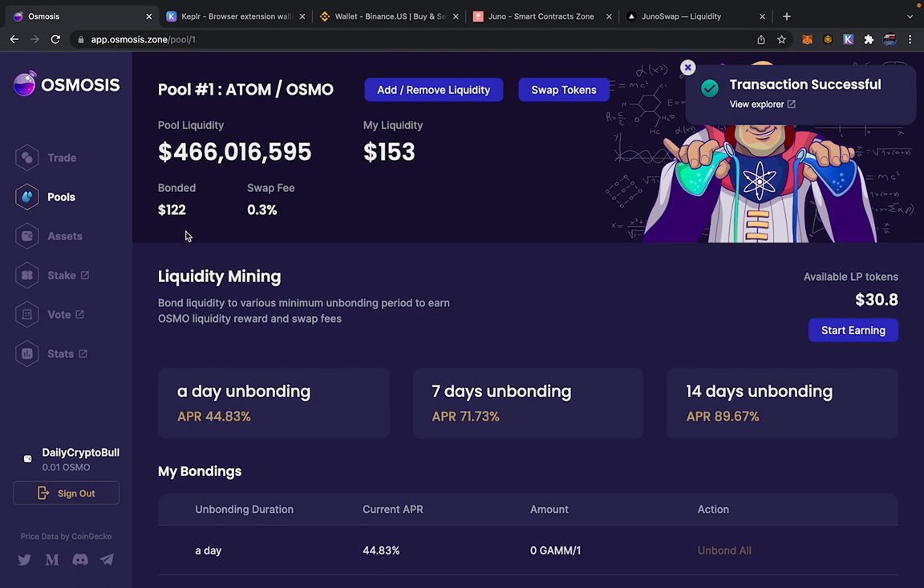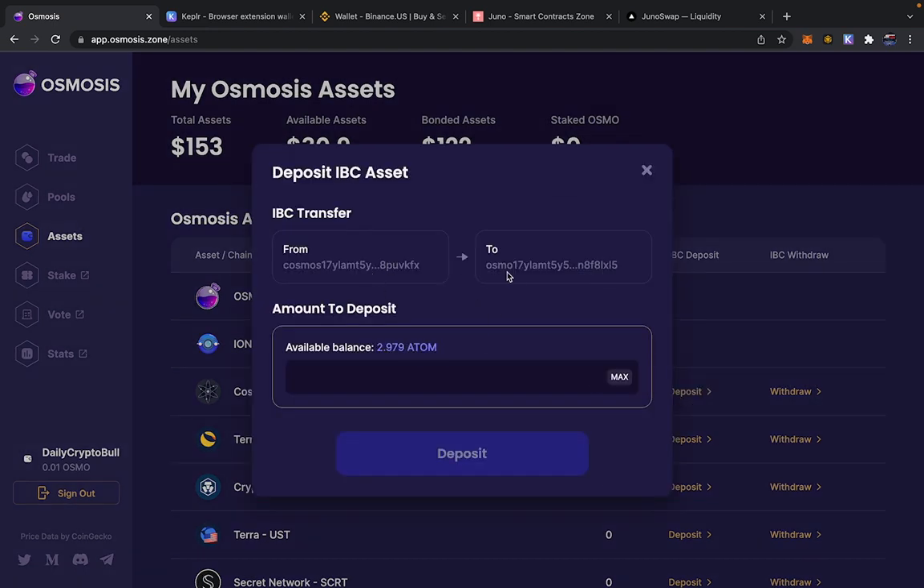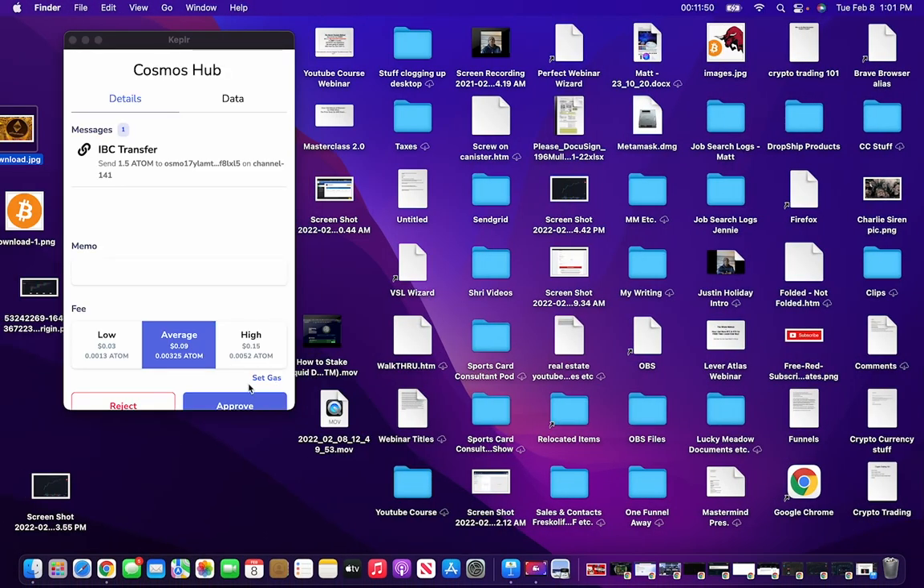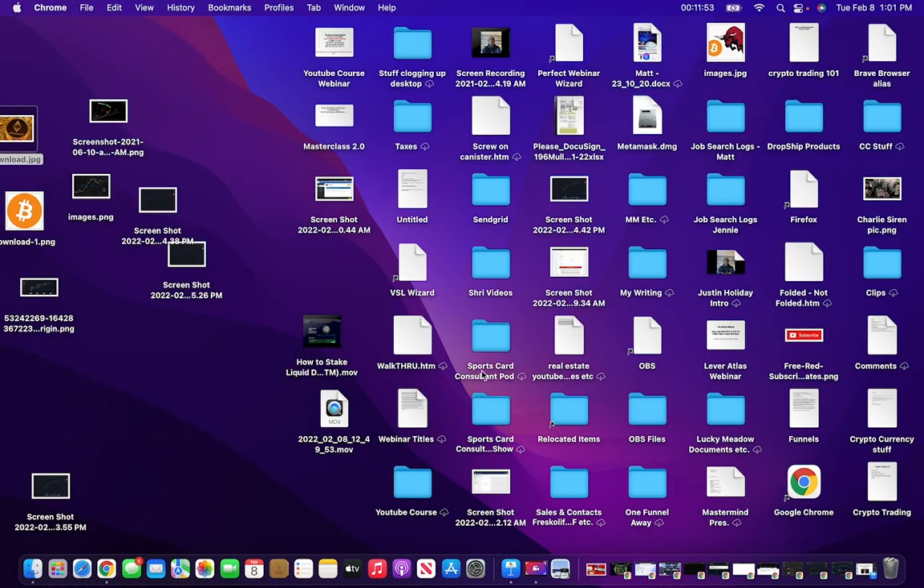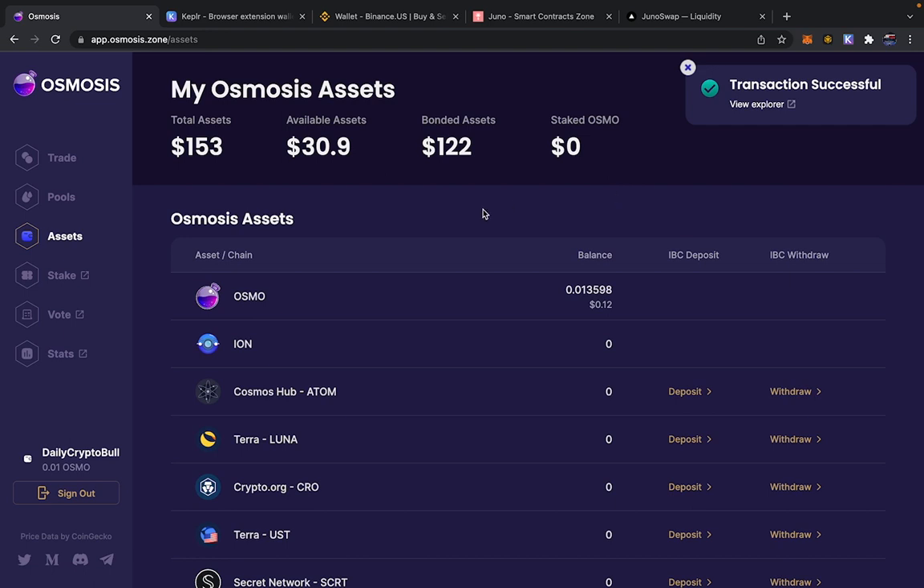Transfer successful. Let's go back to assets. We'll go to deposit. From there to there. What do we got? We'll throw in 1.5. We'll do that. 1.5 deposit. Approve. Now this only costs 9 cents to send it over. Just wait for that. It's very quick and done just like that.